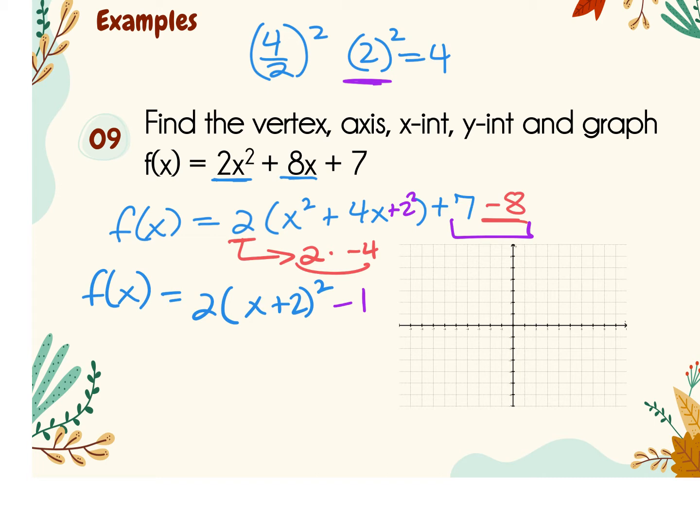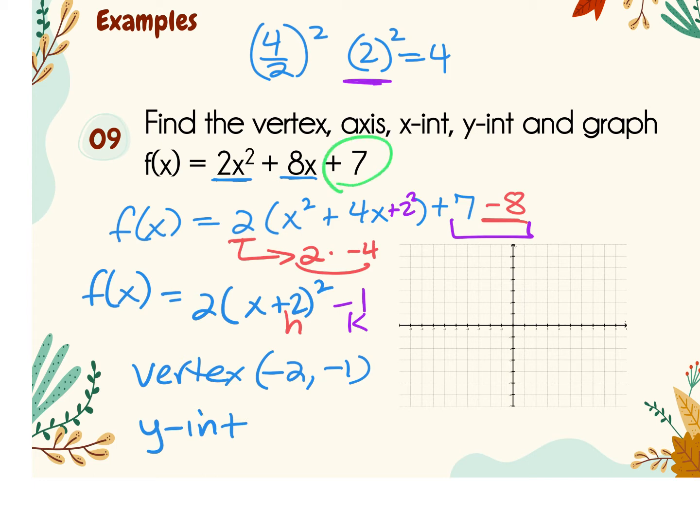I can pull out my vertex. My vertex is the ordered pair, and this is h, this is k. And again, it's backwards of what you think for the h. So it's (-2, -1). My y-intercept, remember, I go back to the beginning, and that's the +7. So that'll be the ordered pair (0, 7).